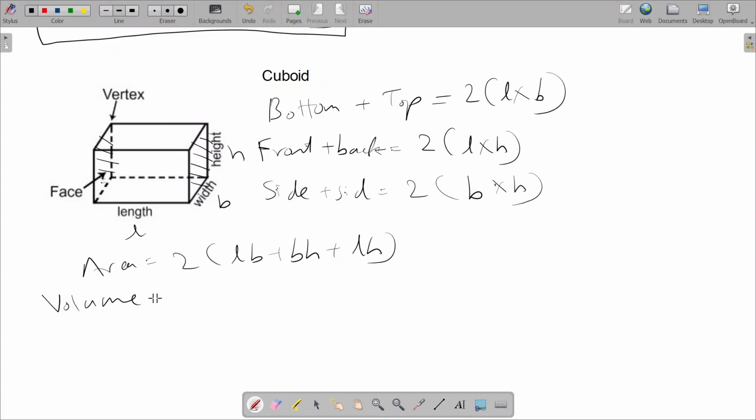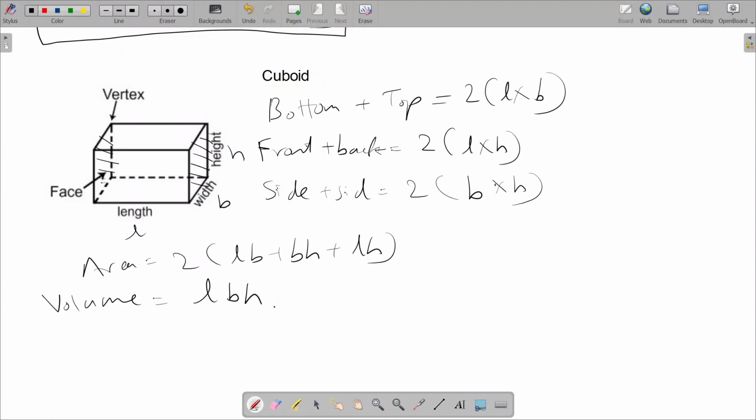Volume I told before. Volume of anything is base area into height. Then find the base area. The base area is length into width. So the volume will be length into width and height. You have to find the height perpendicular to both of these. So it's H. The volume in this case is LBH.